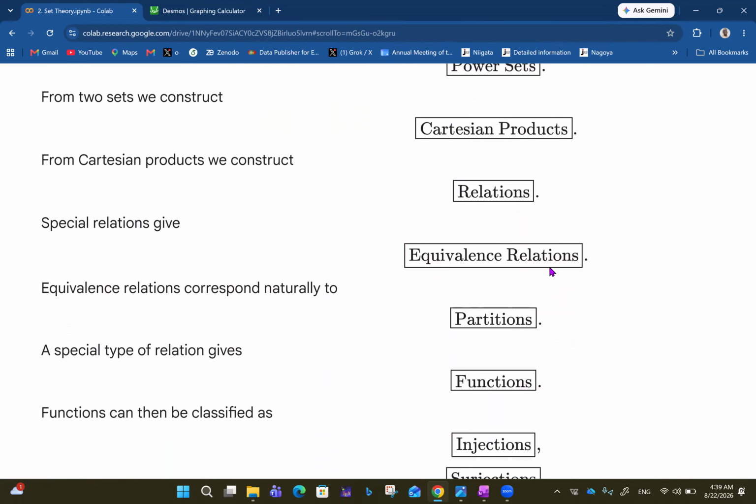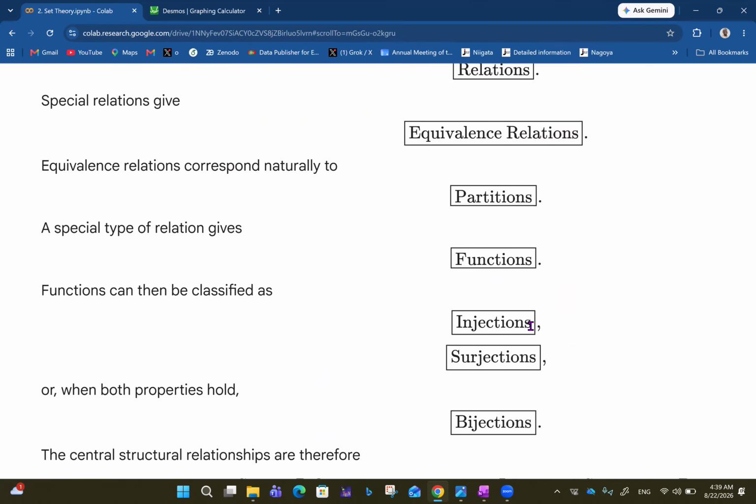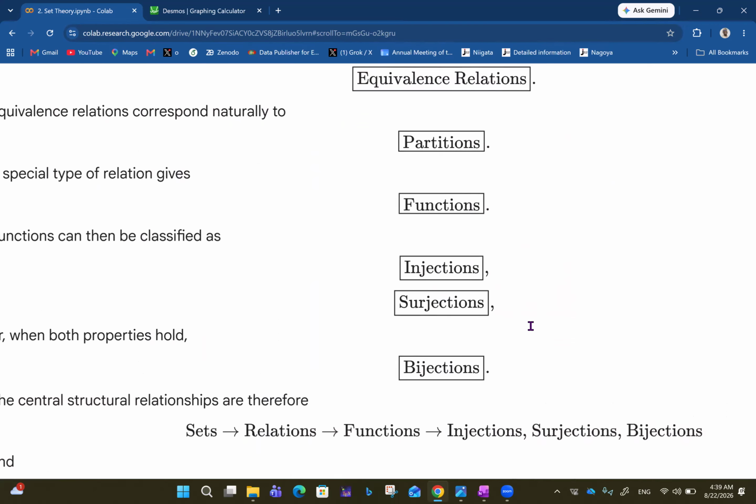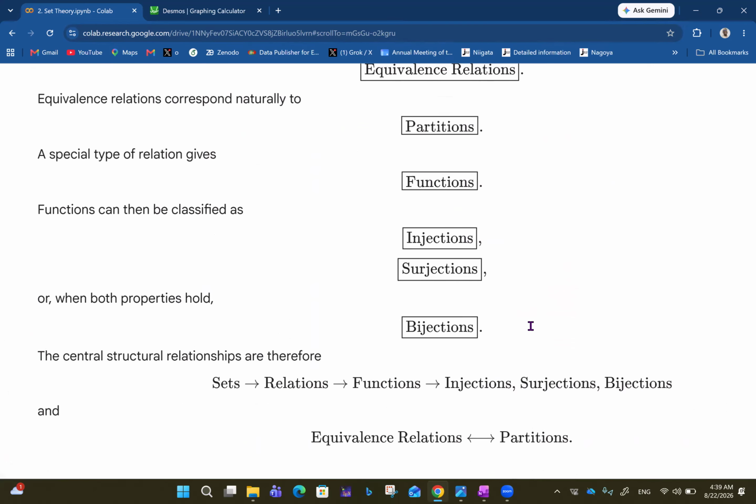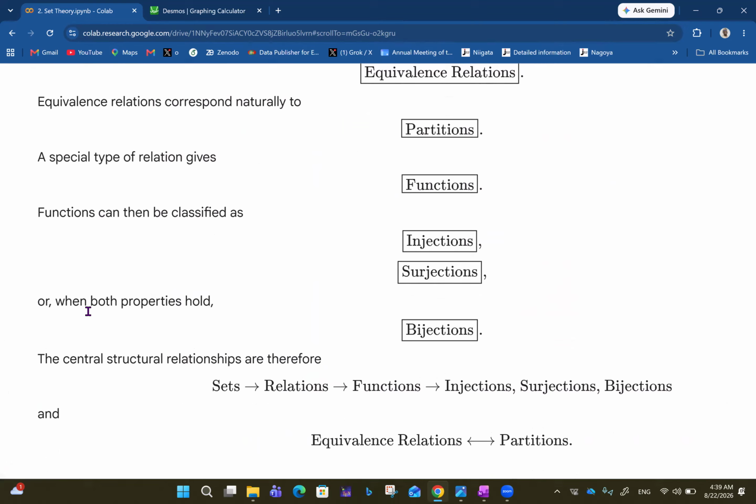Special relations then give equivalence relations. Equivalence relations correspond naturally to partitions, and a special type of relation gives functions. Functions can then be classified as injections, surjections, or, when both properties hold, bijections. The central structural relationships are therefore sets, relations, functions, injections, surjections, and bijections.